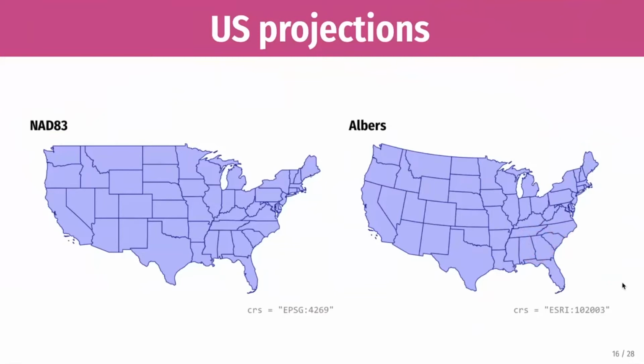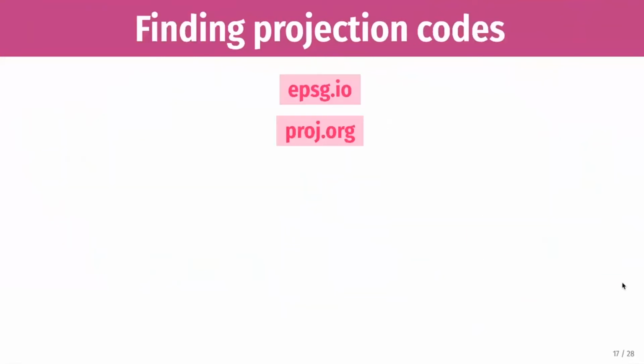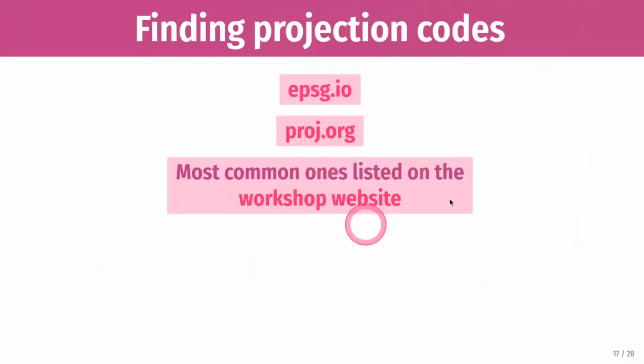And because the world is round, there's still going to be distortions, even if you're just looking at Rhode Island. They have a couple different projections for North Rhode Island and South Rhode Island. So these databases here are really useful for finding these projections. This is another one. The workshop website that you have access to, I have some of the more common ones listed there. And so that's a useful place to look for these projections.